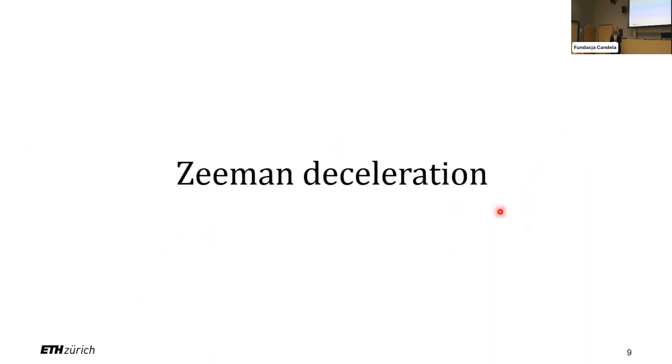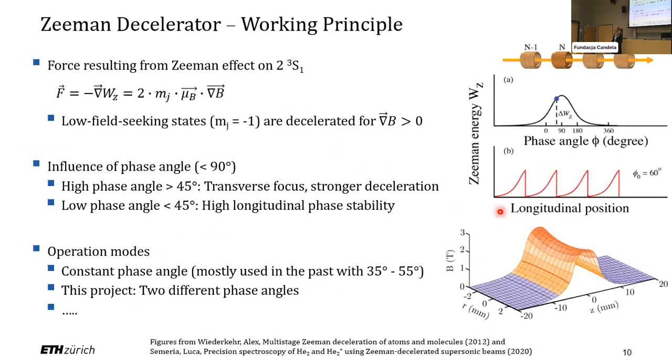Okay, so the next few slides are about the Zeeman deceleration. I assume a few of you are not familiar with the concept of Zeeman deceleration. The Zeeman decelerator uses inhomogeneous magnetic fields to decelerate atoms. And the force resulting from a Zeeman effect on an atom in the triplet 2s state is shown here, where the force is proportional to the gradient of the magnetic field. So in our case, we can decelerate atoms which are in a so-called low field seeking state. This means that their potential energy increases with decreasing magnetic field.